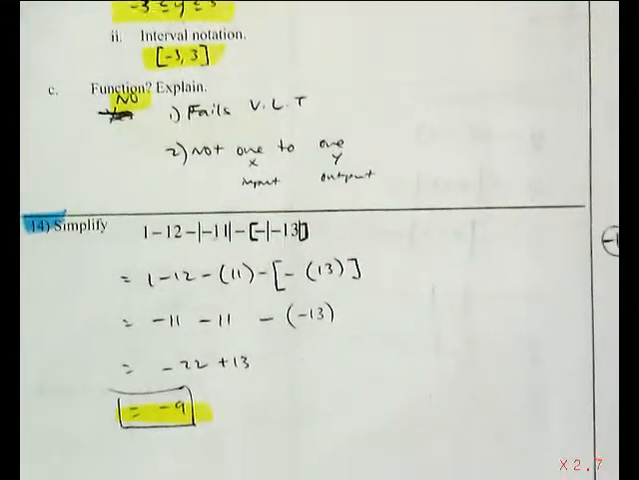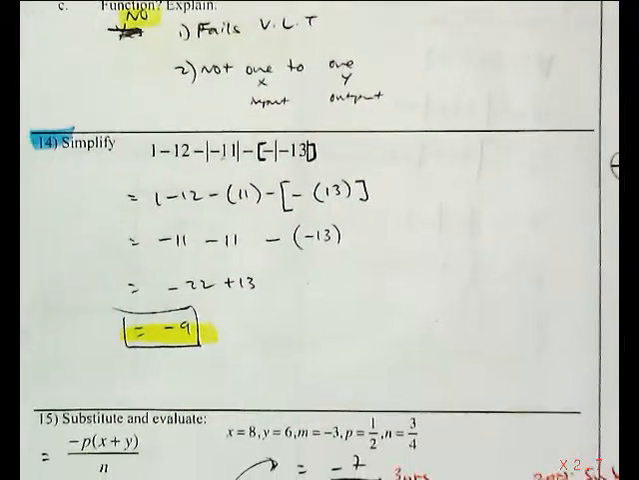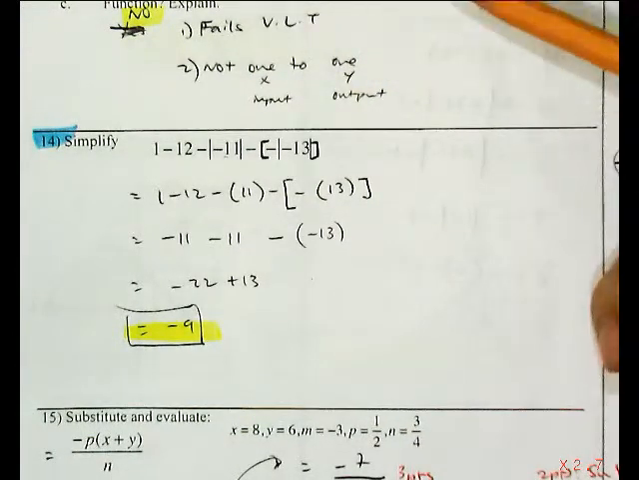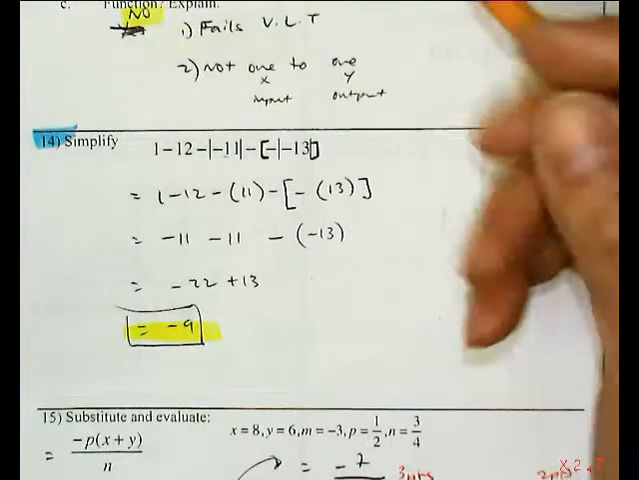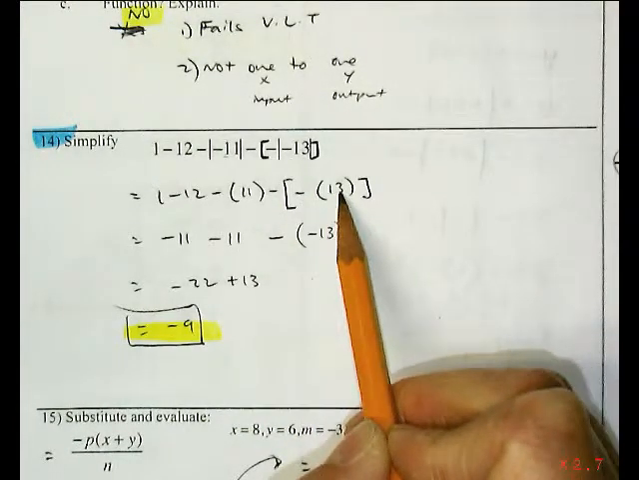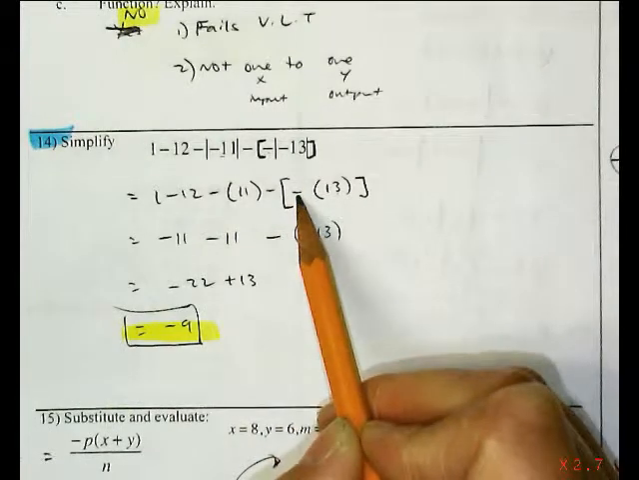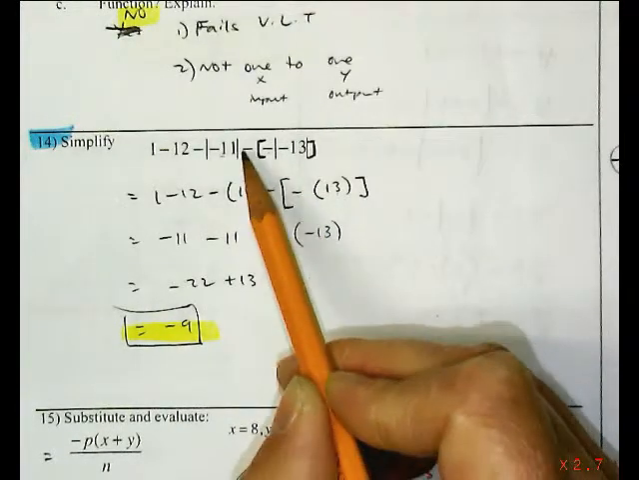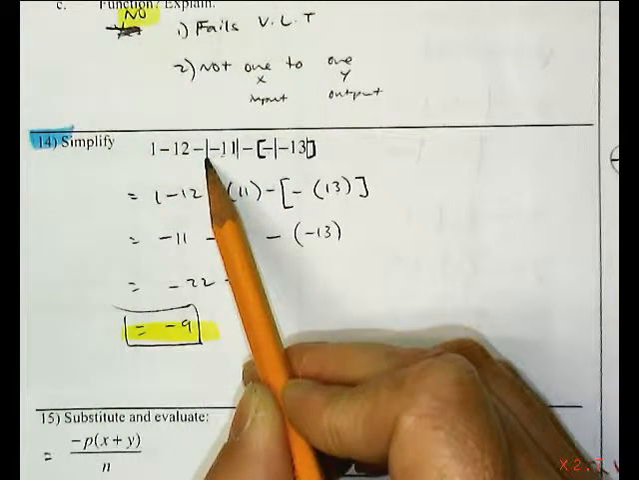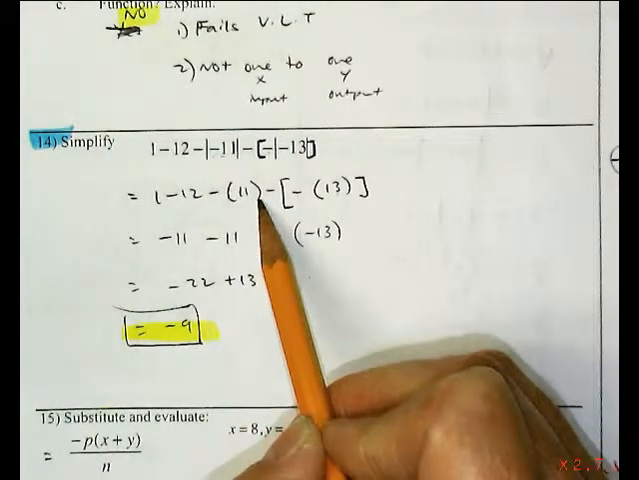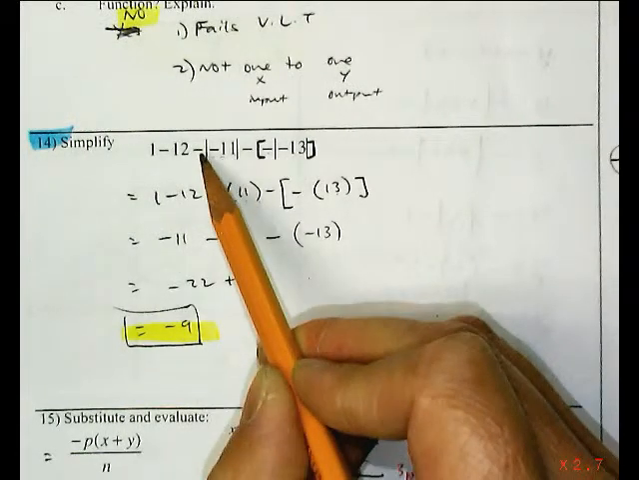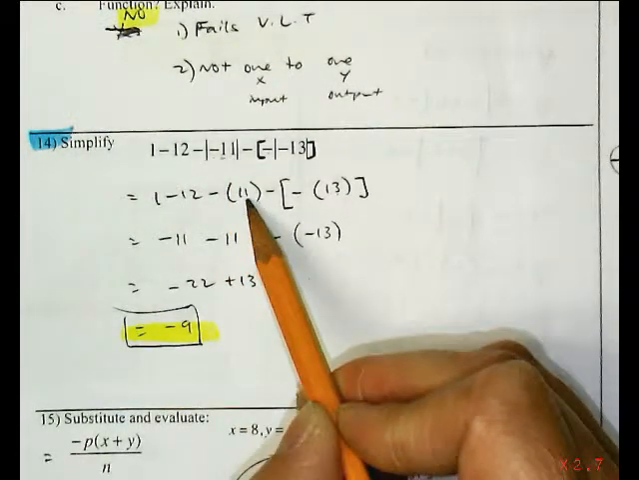Question number 14. I don't know how many times we have this question on here. The first thing you're going to do is everything inside parentheses or brackets. You're still doing order of operations. So the absolute value of -13 is 13. You still have that negative sign inside the bracket. Now I'm going to go ahead and evaluate -11. So to evaluate it, I changed the absolute value bars to parentheses to show there's a simple negative. Absolute value of -11 is 11. Do not distribute that negative sign.